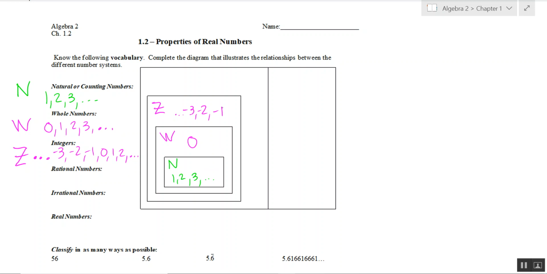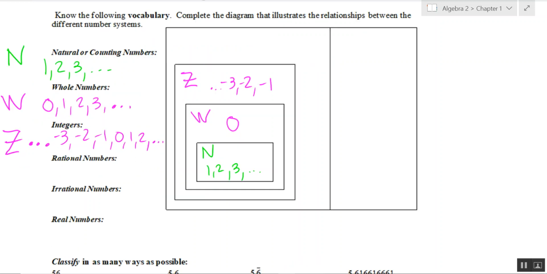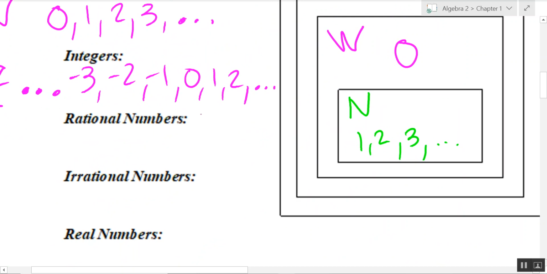Last one in this left half is rational numbers. Rational means you can write it as a fraction. And we can write this as P over Q, meaning if it can be written as a fraction, typically what happens with that, either it terminates or it repeats. And we'll give you a couple examples of that. So maybe something like 2/3. That can be written as a fraction.